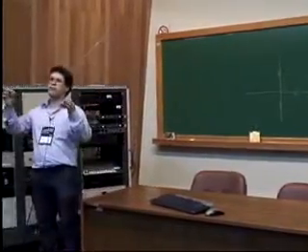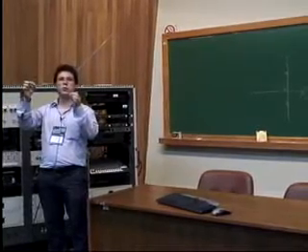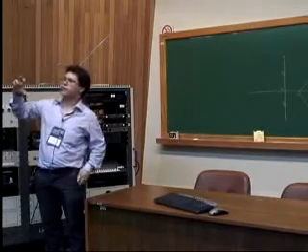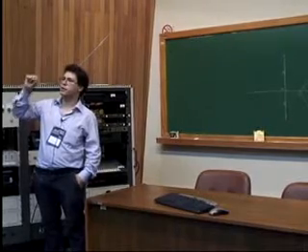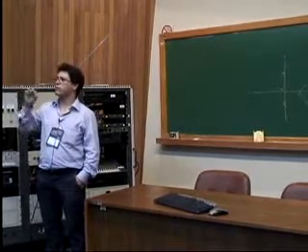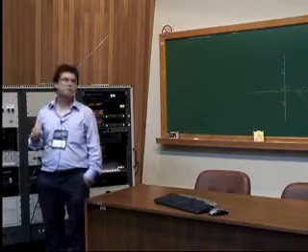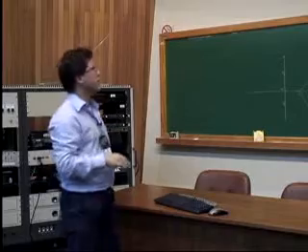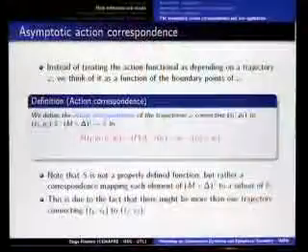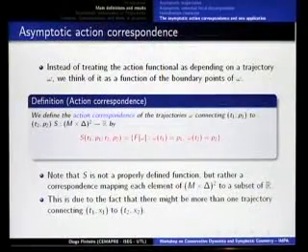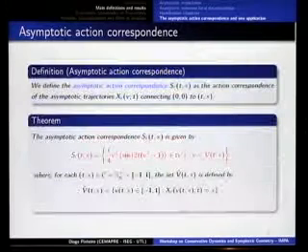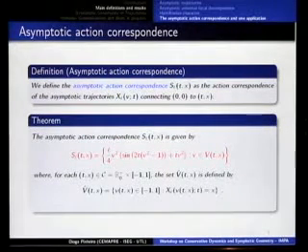So the image of two points, T1, P1 and T2, P2, is the set of R which contains the values of the action for all trajectories connecting those two points. Okay? So this is not really a properly defined function, but it can be dealt with, and it's useful to have it defined this way. Okay, so now we define the asymptotic action correspondence as the action correspondence associated with the asymptotic trajectories and velocities.